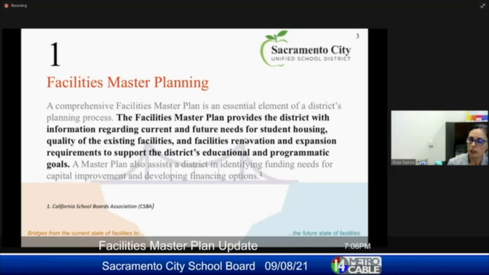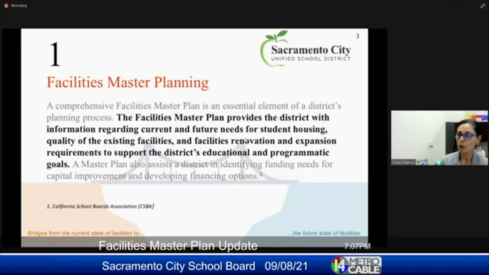Very importantly, a facility master plan also assists the district in identifying the funding needs for these capital improvements and developing these financing options. Not just looking at a bond. Of course, a bond is the bulk of the financing that goes behind supporting the projects for a facility master plan. But we know that there are other resources available that we can tap into, such as state matching funds that we may qualify for, such as our own routine restricted maintenance budget, to make sure that we are leveraging funds to the extent possible. And then there are grants that are available for projects.